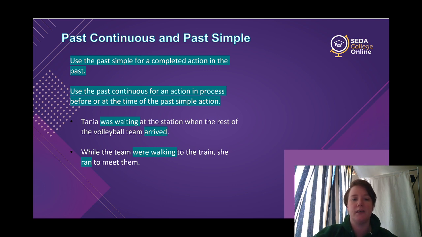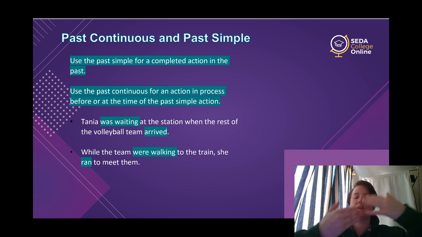Tanya was waiting at the station when the rest of the volleyball team arrived. Okay, so she was waiting, a continuous action. And then the rest of the volleyball team arrived. That's a completed action. So the first action was she was waiting. Second, the volleyball team arrived. Completed action.